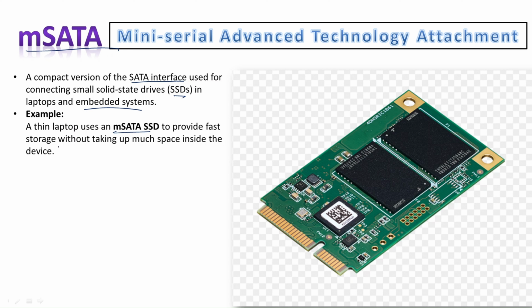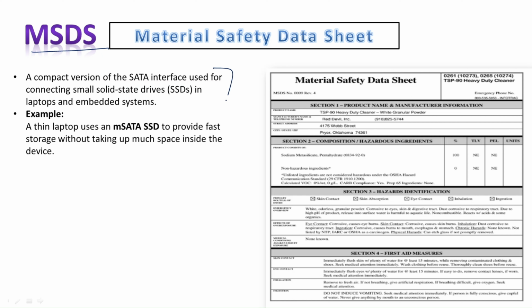MSDS, that is Material Safety Data Sheet. Sorry, that was again the definition of mSATA, not the MSDS. MSDS is a data sheet like this that contains information about different safety measures and precautions about different hazards, such as you can see skin hazards or other things.